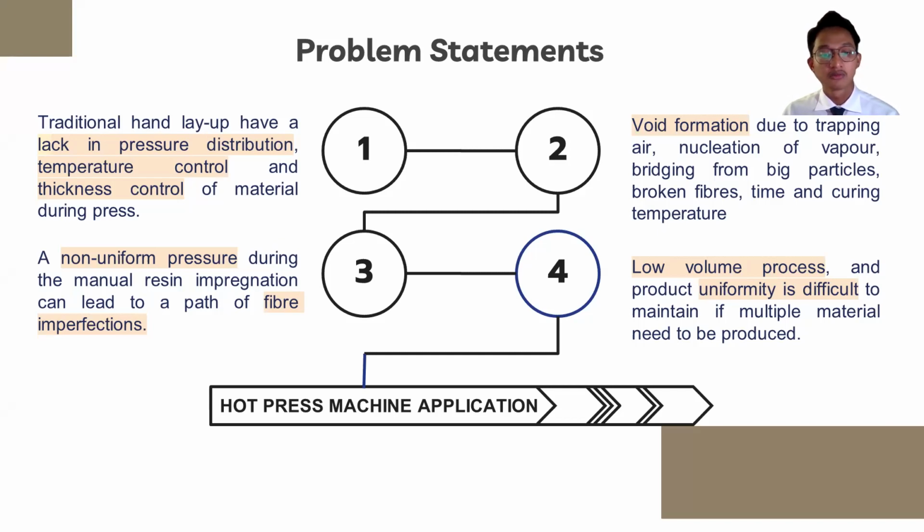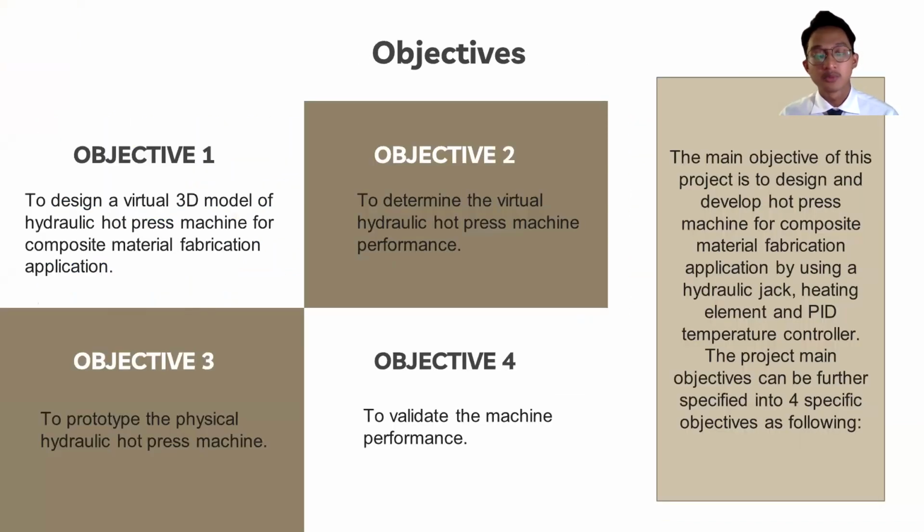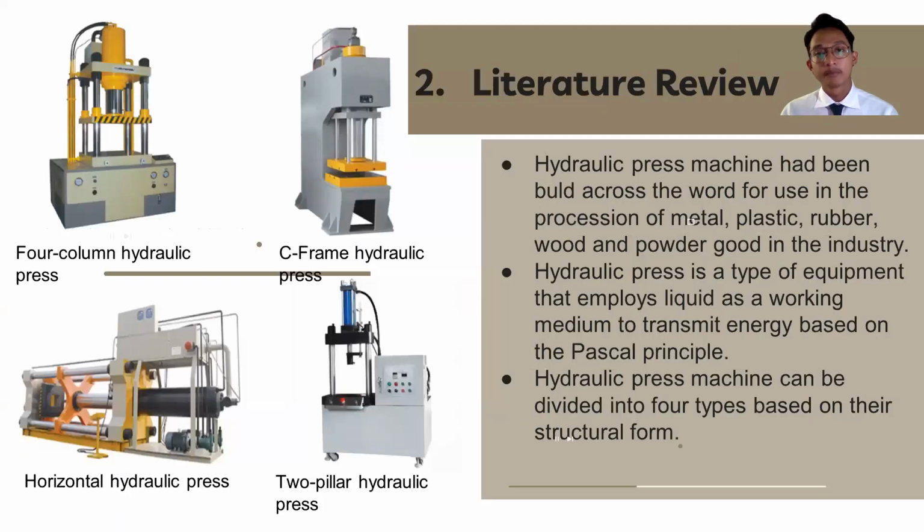So the solution is to fabricate a hot press machine for composite material fabrication. Objective of this project: the main objective is to design and develop a hydraulic hot press machine for composite material fabrication, and it is divided into 4 specific objectives. The first is to design a 3D model of this machine using SolidWorks software. Objective number 2 is to determine the visual performance of this machine. Objective number 3 is to develop a prototype of this machine. And objective number 4 is to validate the machine performance.